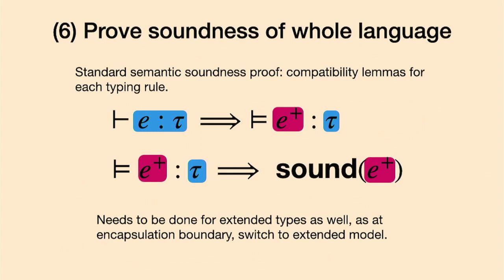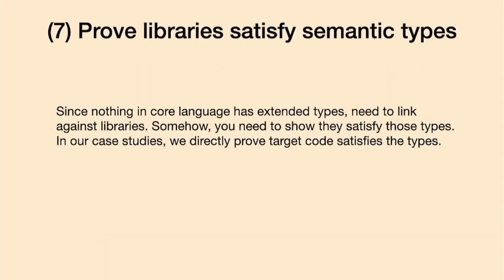Once we do that, we have to prove soundness of the whole language. This is completely standard for semantic type soundness. We prove that typing rules imply corresponding implications in terms of the model. What that gives us, once we prove that the libraries we're linking with actually satisfy the types we care about, is an actual soundness proof that includes linking with genuine target code that could not have been expressed in your source language, right?